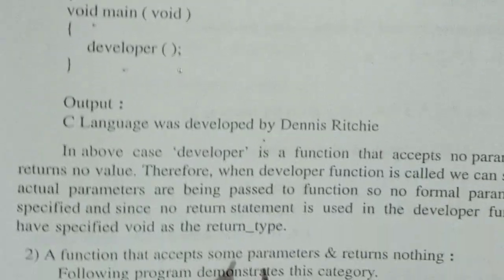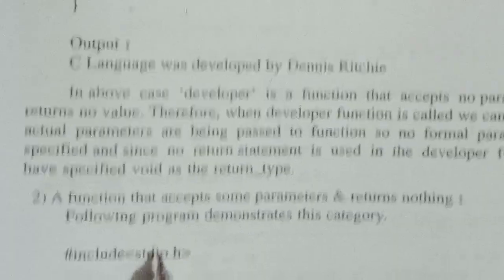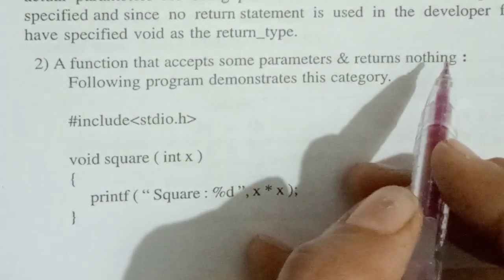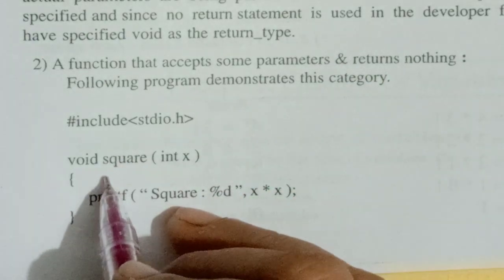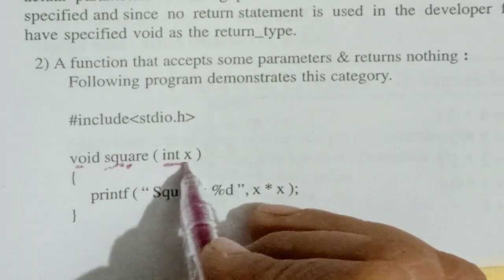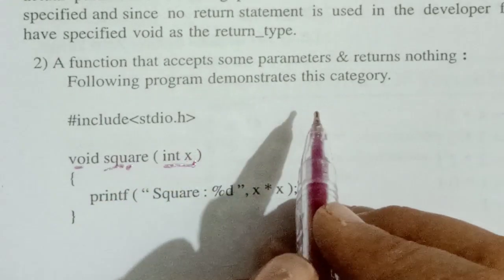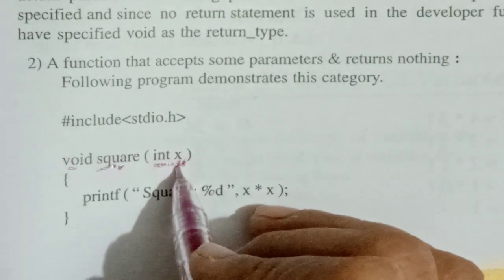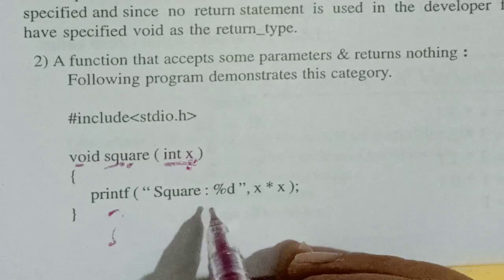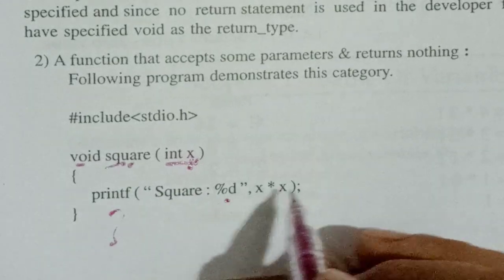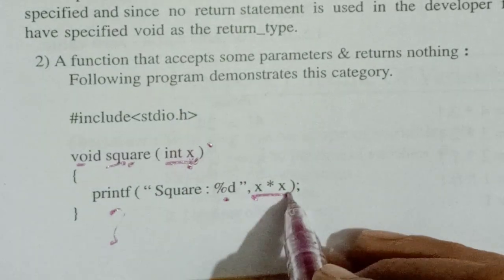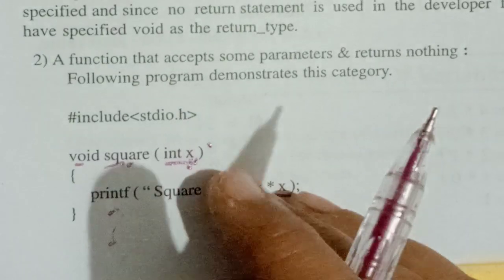Okay. Now next is a function that takes parameters but it is returning nothing. Now this is the function definition: void square. Here we are taking the parameter int x. Later we will be passing the value for this variable from the main function. So here printf square is %d. Whatever number we are passing here, we are simply multiplying it with the same number so that we get the square of a number.